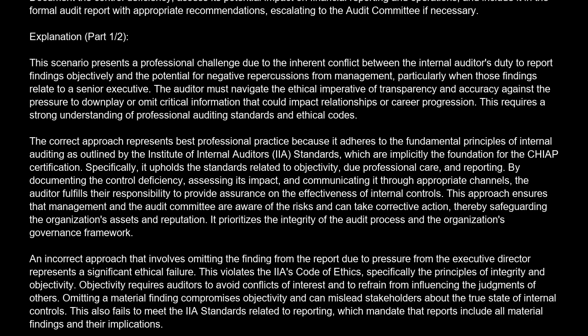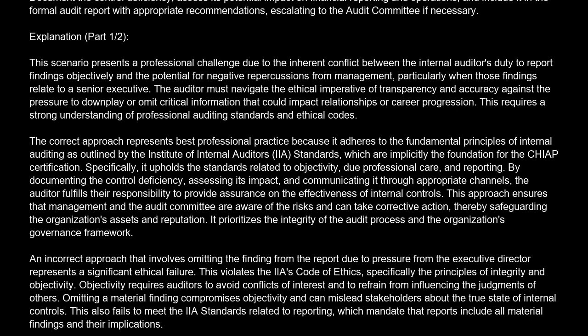Explanation. This scenario presents a professional challenge due to the inherent conflict between the internal auditor's duty to report findings objectively and the potential for negative repercussions from management, particularly when those findings relate to a senior executive. The auditor must navigate the ethical imperative of transparency and accuracy against the pressure to downplay or omit critical information that could impact relationships or career progression. This requires a strong understanding of professional auditing standards and ethical codes.